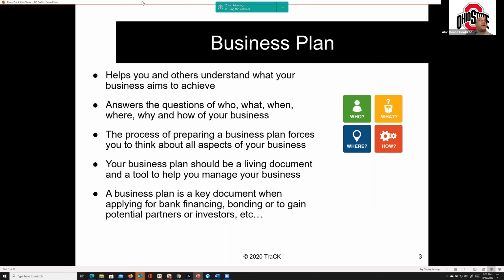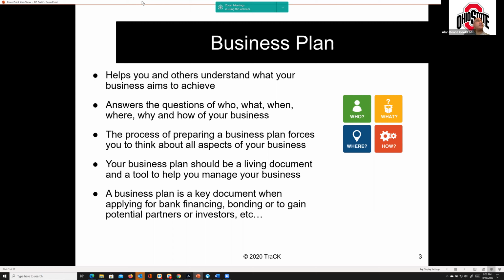All right, so a business plan helps you and others understand what your business aims to achieve. What do the owners want to get out of the business? Do they want more money? Do they want to employ people from the community? Do they want to get their time back? Whatever that is, it's very important that you put that down, because that's why you're doing it. That's your why, to go through the effort and exercise of going into business.